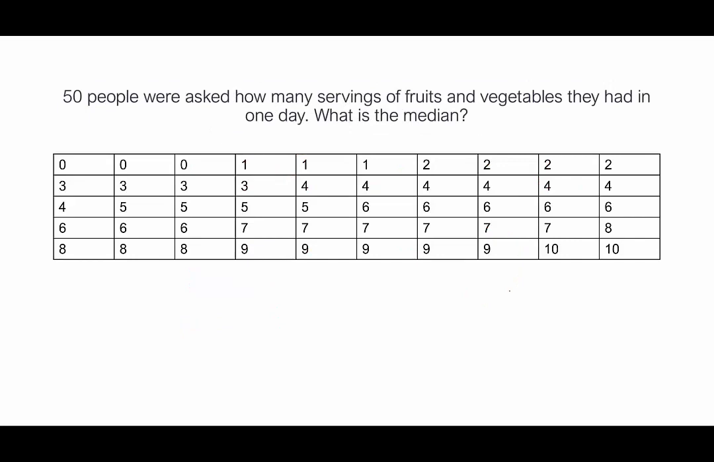Okay, in this case, we have 50 people who were asked how many servings of fruits and vegetables they had in one day. What's the median of these data? So to figure out the two numbers in the middle, we're looking for our middle numbers, because that's what median is. So the middle numbers are going to be found by taking 50 and divide it by 2. That gives me 25, so we're looking for the 25th number. And then we're also looking for the 25th plus 1, or the 26th number. Now, I'm pretty sure, since I copied this table previously, that there are 10. So this would be the 10th number.